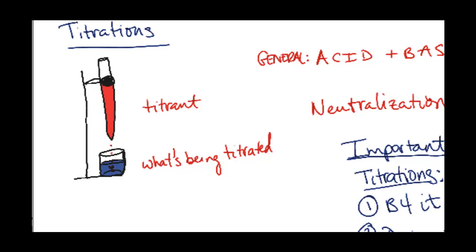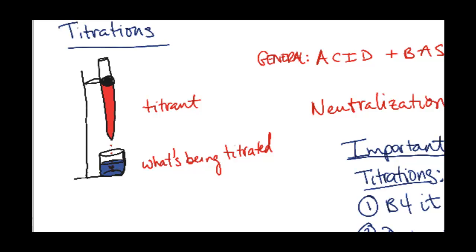Today we're going to look at the concepts of titrations. What is a titration? In this case we're going to be looking at acid-base neutralization reactions. So the titrant is what you're dropping into what's being titrated, and it can be either acid or base in one, and the other would be in the beaker. Okay, so if I had acid in red here, then the base would be in the beaker, or vice versa.